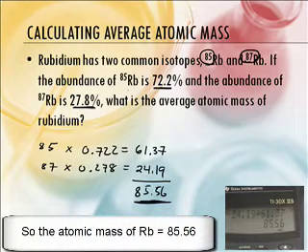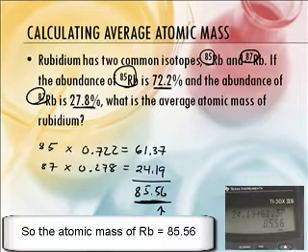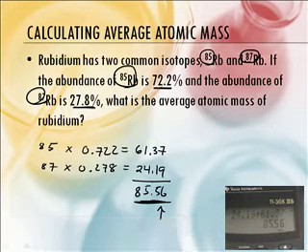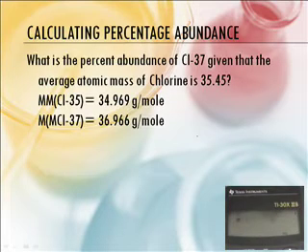Now, does that make sense? Let's look at the masses. The masses are 85 and 87, and we have more of the 85 one, so it should be closer to 85, and it is. That makes logical sense. Now let's do one in reverse. This is the one that everyone struggles with. So the percentage abundance of chlorine 37, what is it?